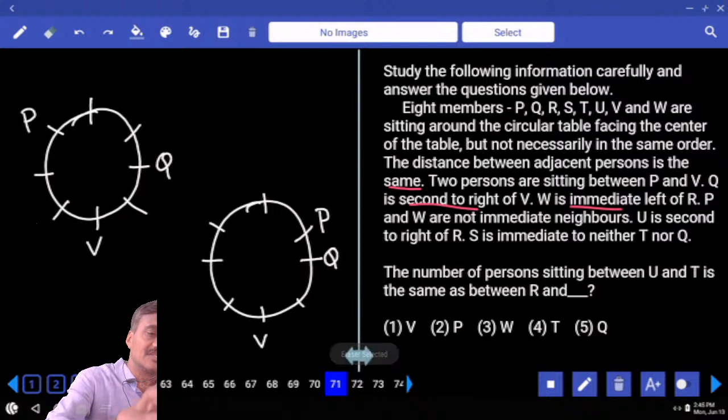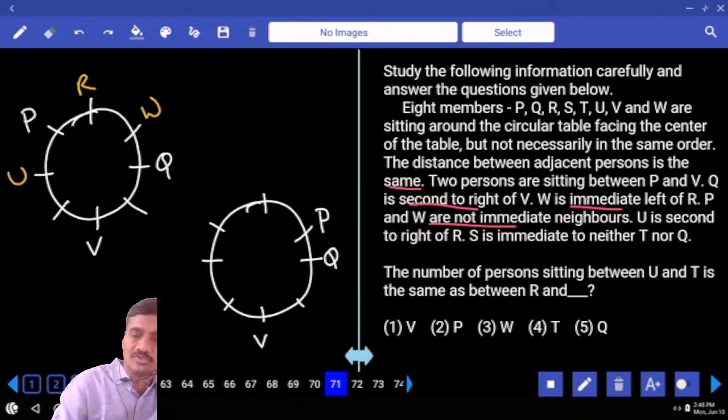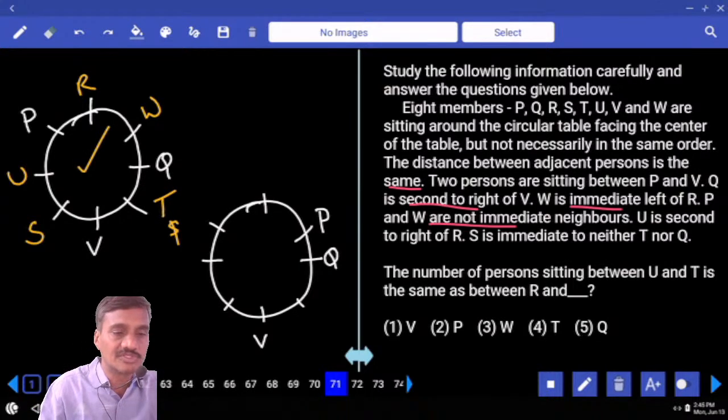Then in the second case, if R is here, W is here. W is to the immediate left of R. And at the same time, P and W are not immediate neighbors. And U sits second to the right of R. Now this is U, sits second to the right of R. S is neither an immediate neighbor of T nor Q. S cannot be at this place, and S is here. Now if S is here, T must be here. Clear? Hence, what is the final arrangement we have? V, S, U, P, R, W, Q, T.